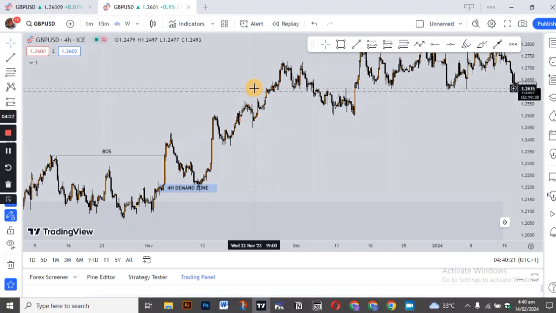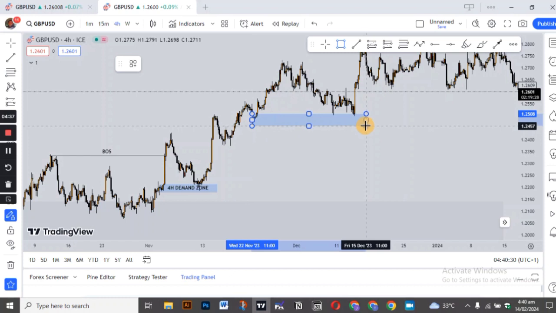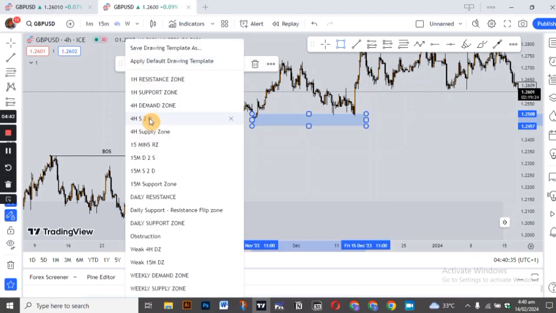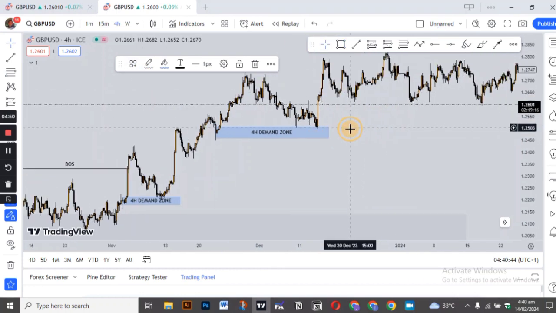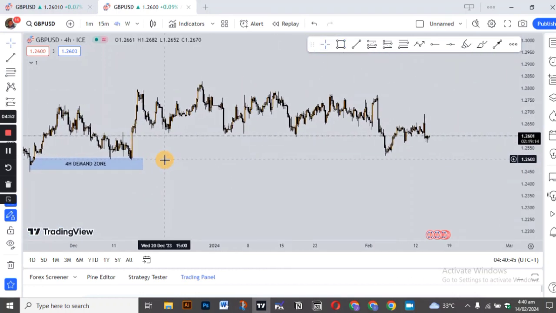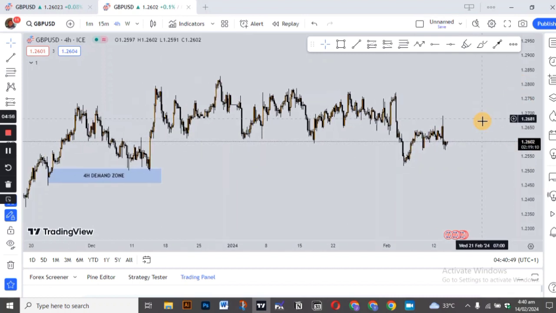So look at this zone. This zone actually broke structure too. So this one broke structure, then you mark out your demand zone. Because we're in an uptrend, all we'll be doing is buying, buying, buying. That's what we'll be doing presently. So let's go ahead and check the current market condition.